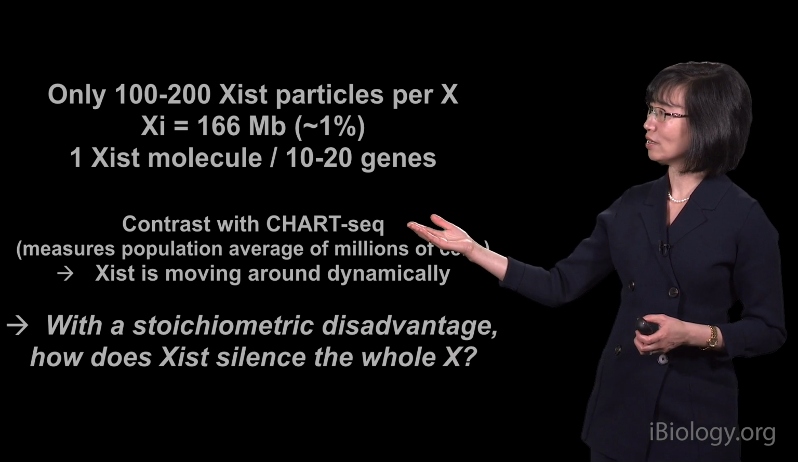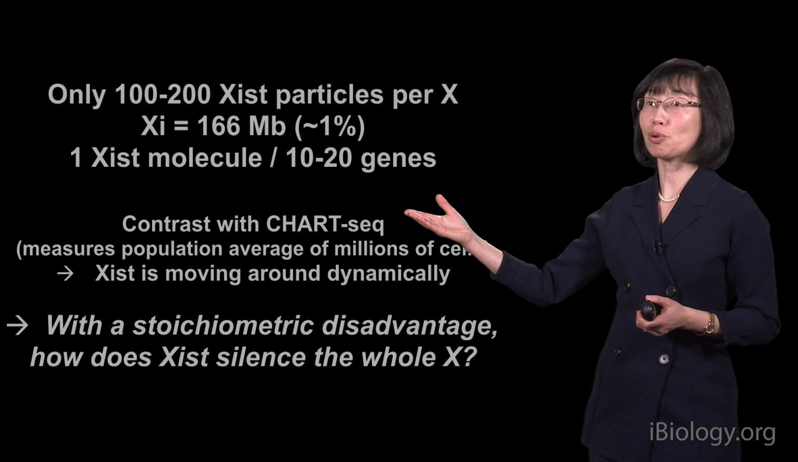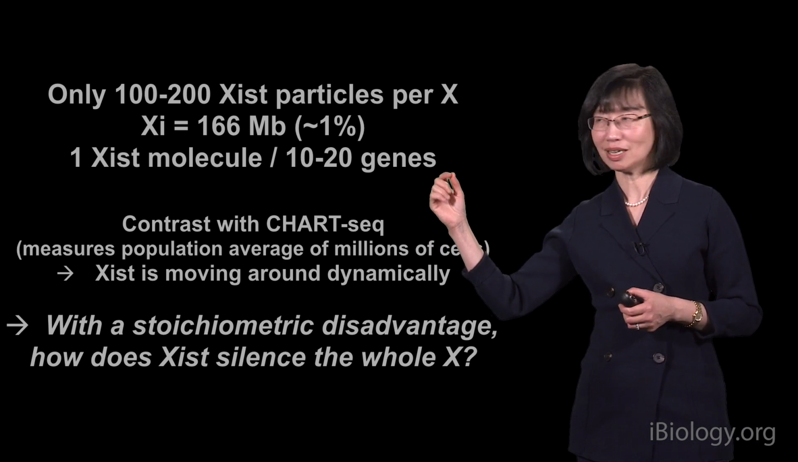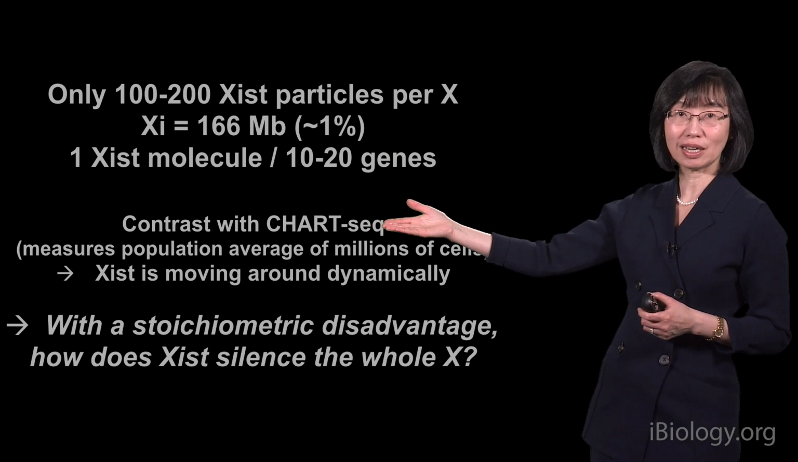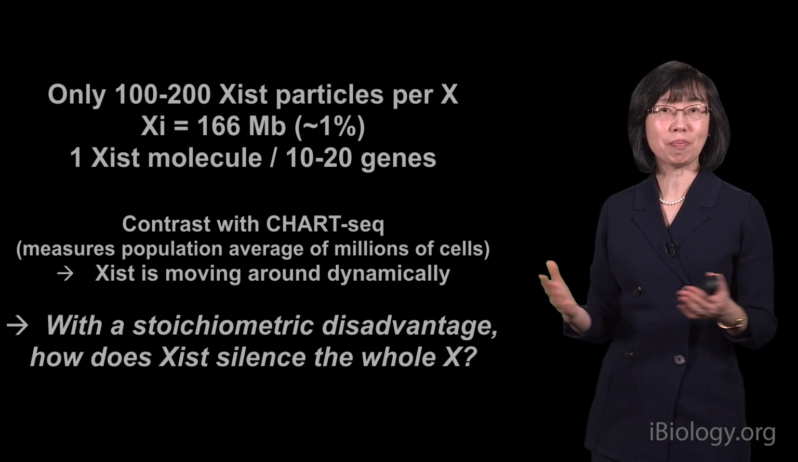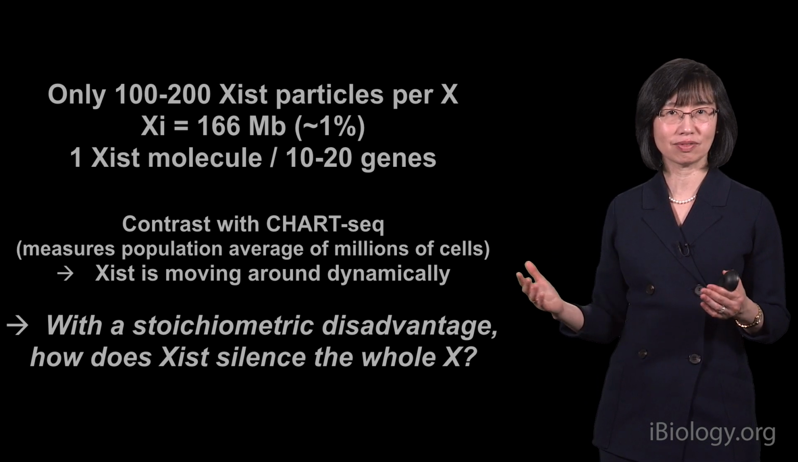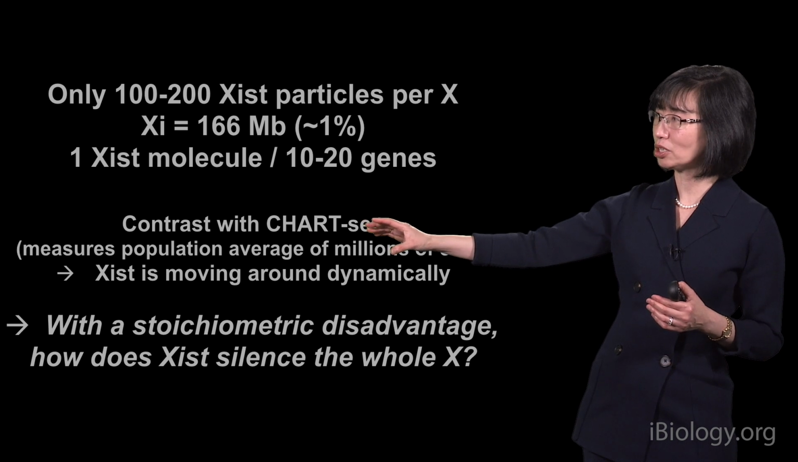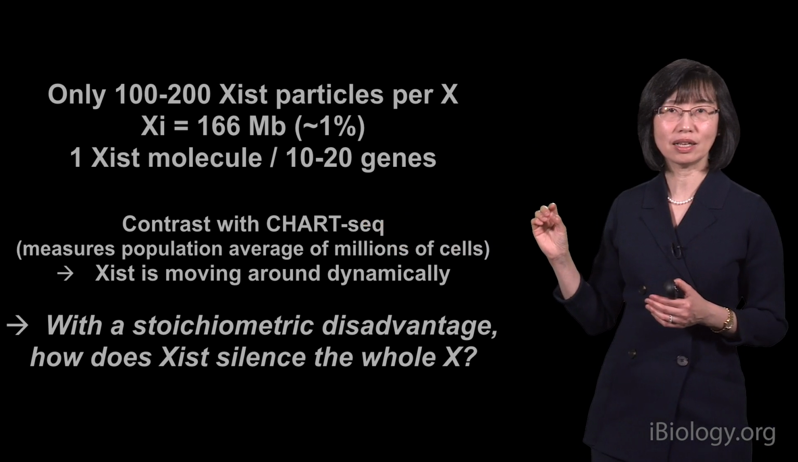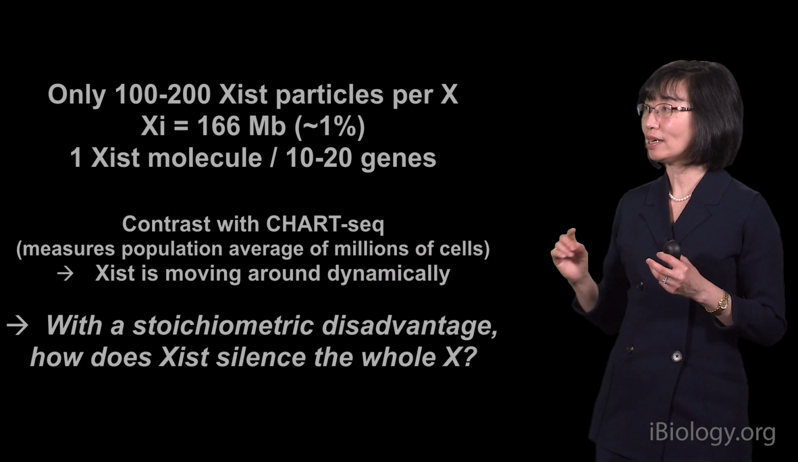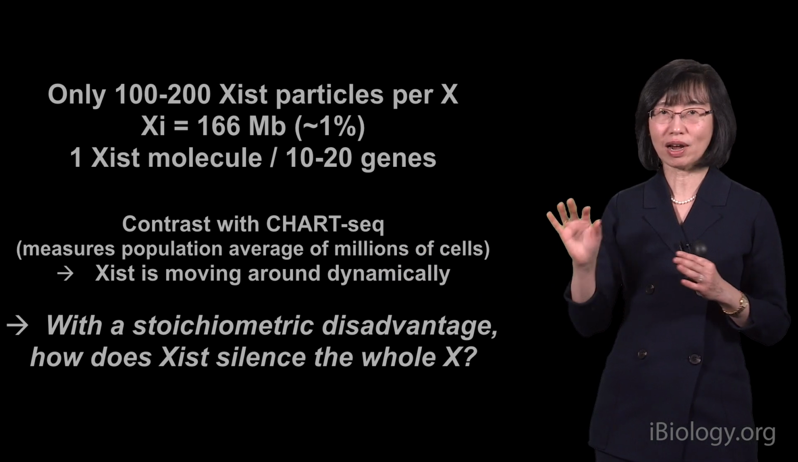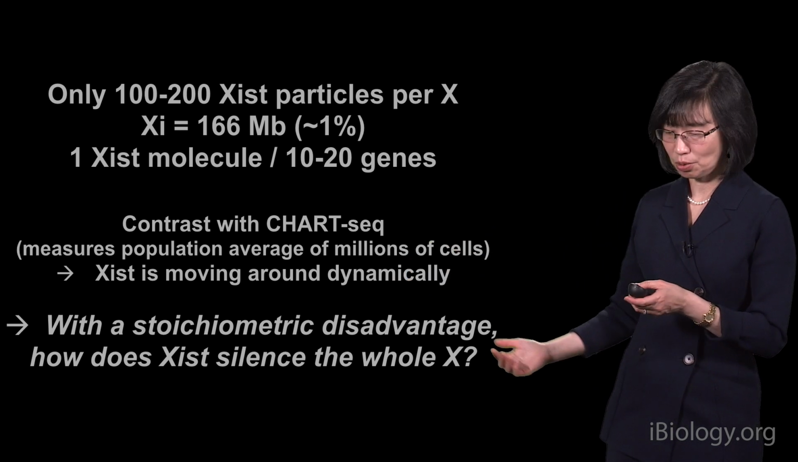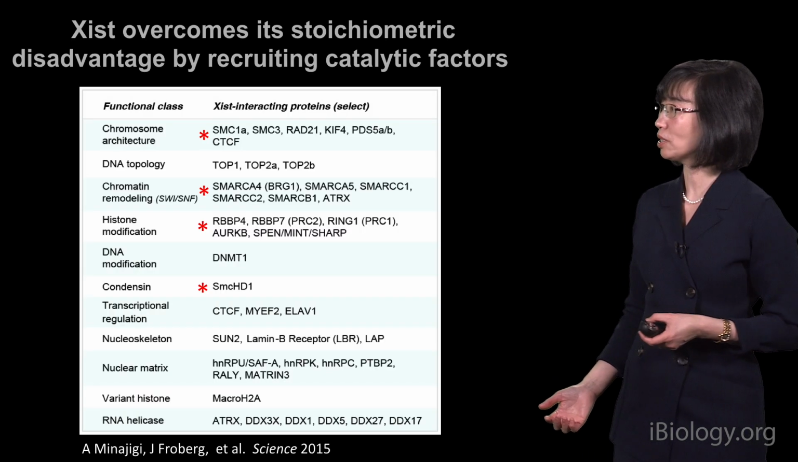And with respect to that, you see that there's sort of a discrepancy between what we're seeing at the single cell level by super resolution imaging and what we're seeing by CHART sequencing, which really is measuring a population average across millions of cells. And so between what we're seeing in a single snapshot in time by CHART and what we're seeing at the single cell level, we can deduce that Xist is actively, very dynamically moving around the X chromosome. So that relates to its question of stoichiometry.